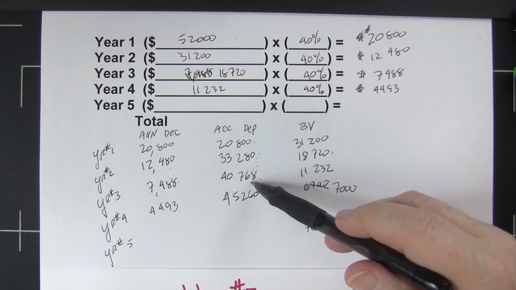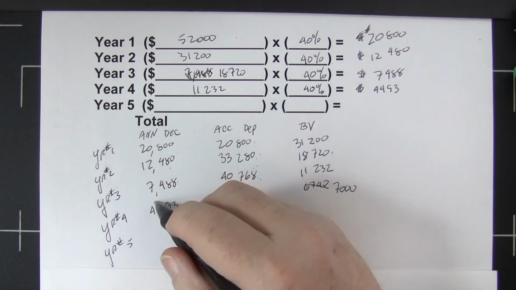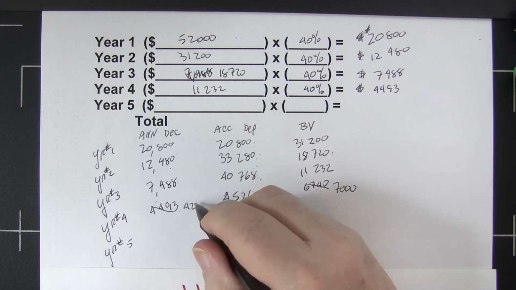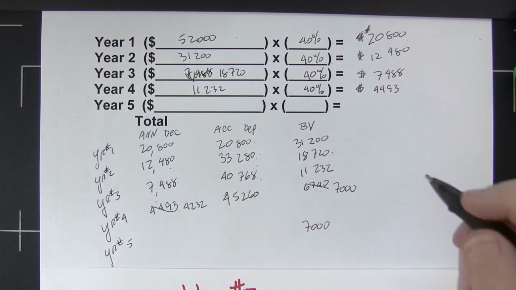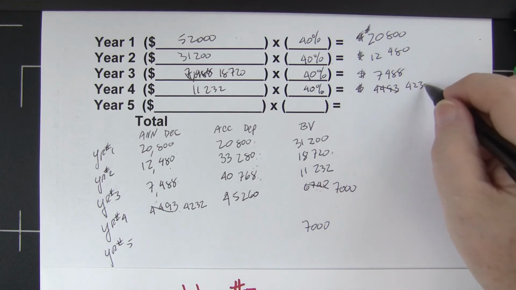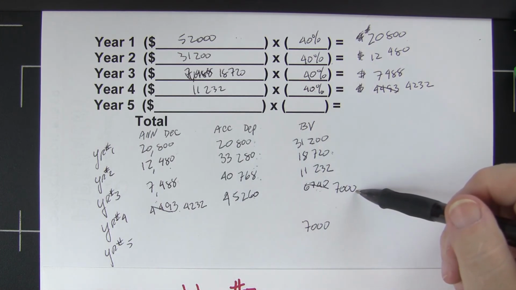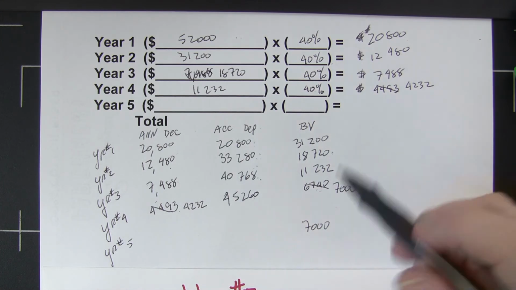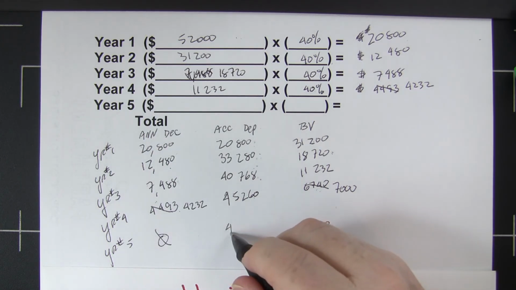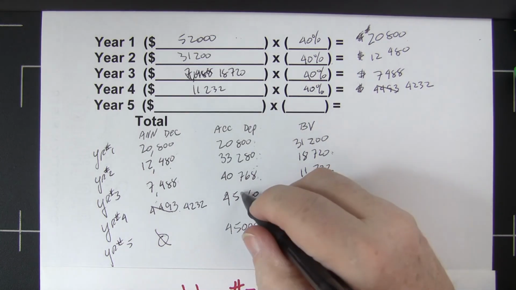So you take 40,768, subtract that from 52,000. That makes your depreciation 4,232. 4,232. That will take us to exactly 7,000. And in year 5, we have no depreciation expense, and our accumulated depreciation remains at 45,000.